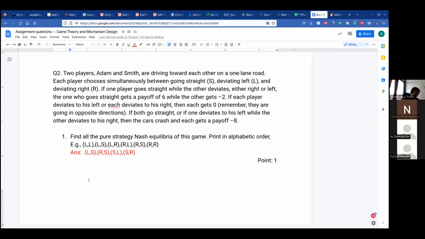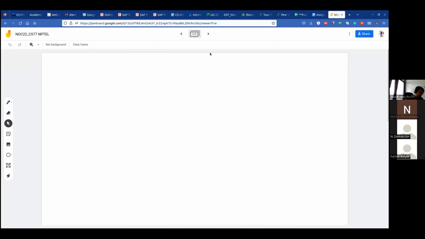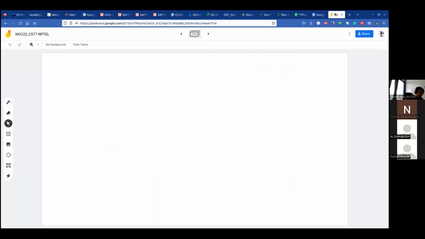So player one has L, S, R, and player two has L, S, R. L comma L is 0 comma 0. Okay, now just give me the numbers, because we have to look at those. So both these players have three strategies, right? Three strategies, yes, sir: straight, left, or right. Let me write them down. Player one can go straight, left, or right, and similarly player two.